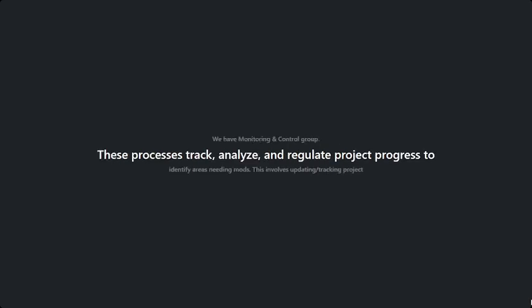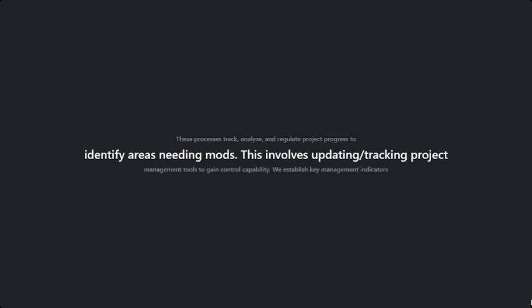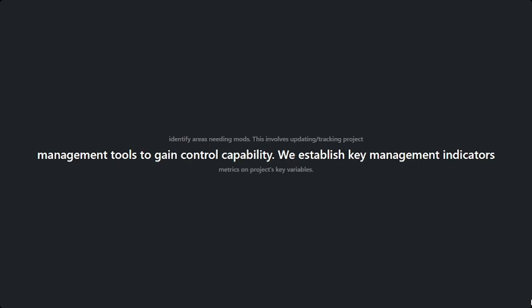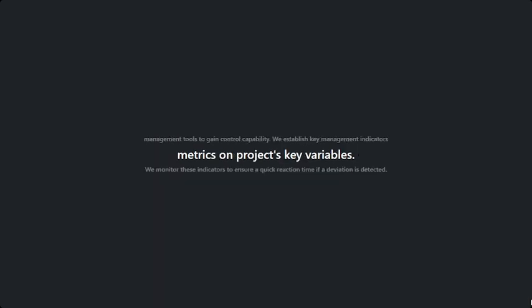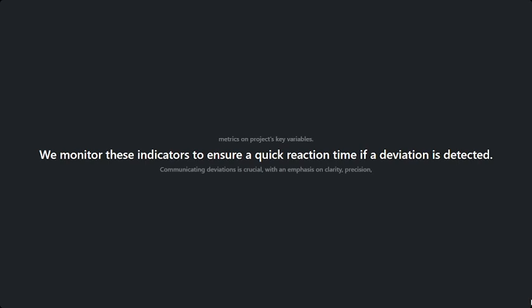Following execution, we have the monitoring and control process group. These are the processes required to track, analyze, and regulate project progress to identify areas needing modifications. This involves updating and tracking project management tools to gain control capability. We establish key management indicators to provide metrics on the project's most relevant variables. We monitor these indicators to ensure a quick reaction time if a deviation is detected.